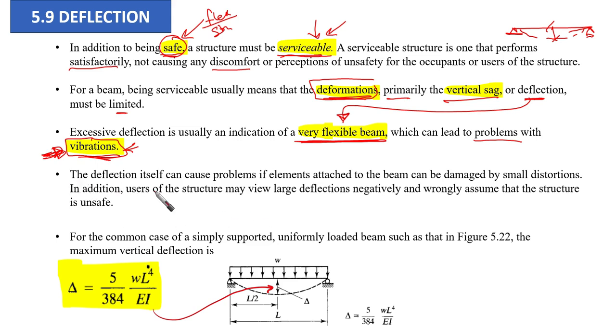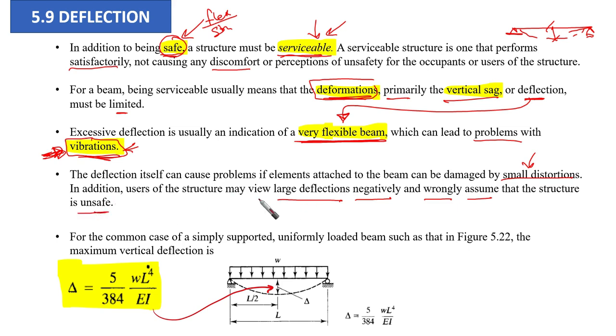The deflection itself can cause problems if elements attached to the beam can be damaged by small distortions. And that's right, actually. Whenever we have some equipment, for example, or some elements that are sensitive to any small distortions, then it is going to make problems for the designer. In addition, users of the structure may view large deflection negatively and wrongly assume that the structure is unsafe.